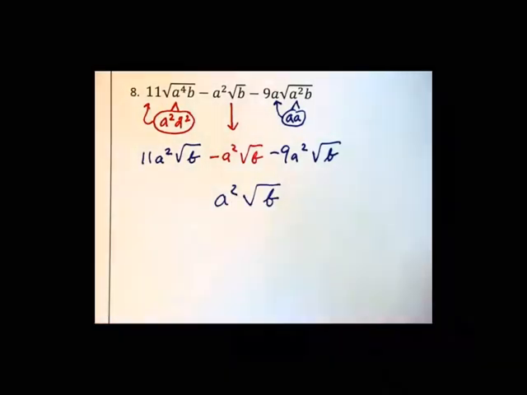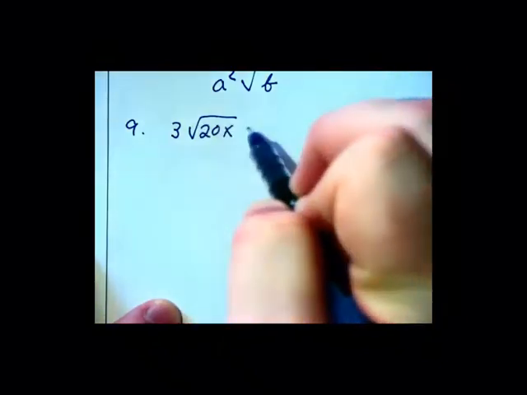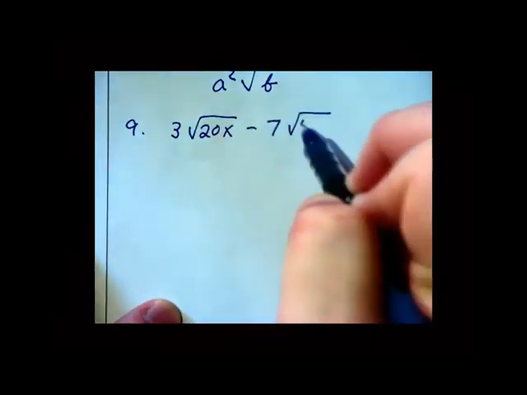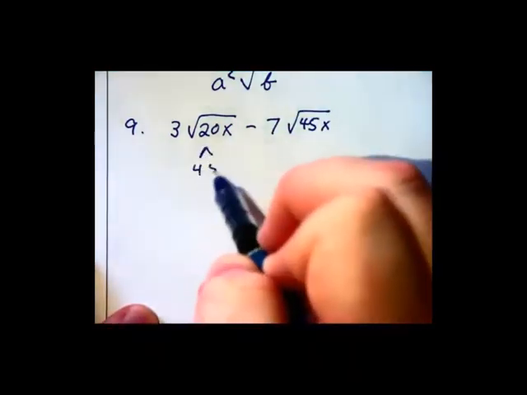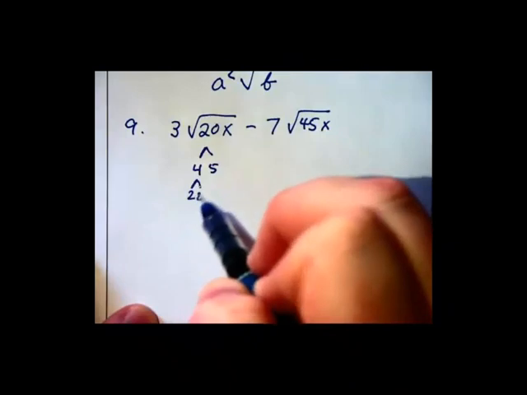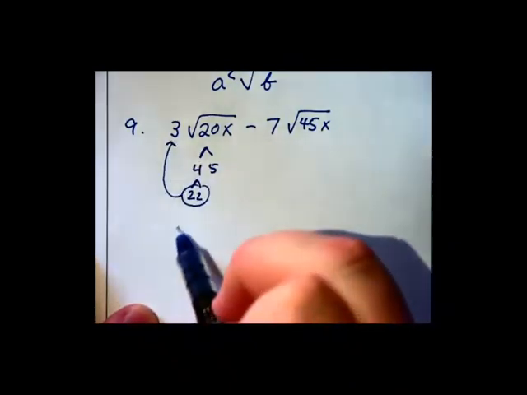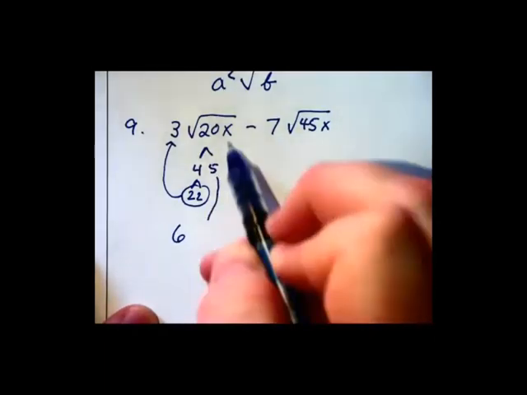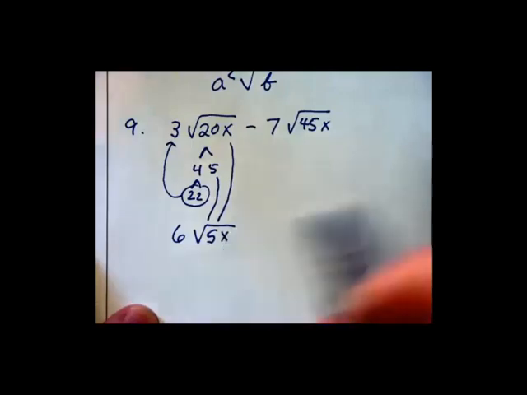I've got a little more space left on this paper, so I'm going to do one more problem that wasn't pre-planned. Let's do this. Problem number 9. 3 square roots of 20x minus 7 square roots of 45x. The 20 breaks down to a 4 times 5, and that 4 is a pair of 2's. The pair of 2's comes out, multiplies by the 3, making 6. You've got the 5 and the x left over inside, so 6 root 5x.